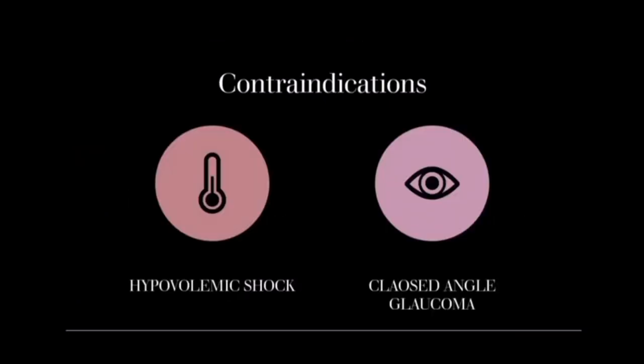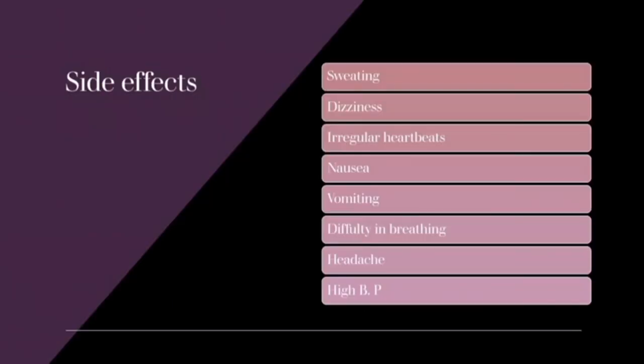Contraindications of epinephrine: hypovolemic shock and closed angle glaucoma. Side effects of epinephrine are sweating, dizziness, irregular heartbeats, nausea, vomiting, difficulty in breathing, headache, and high blood pressure.